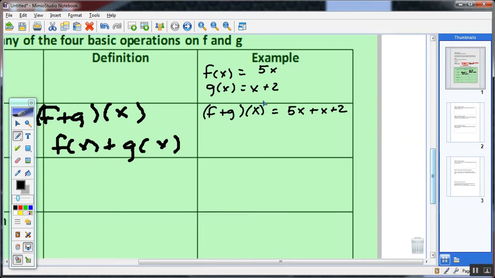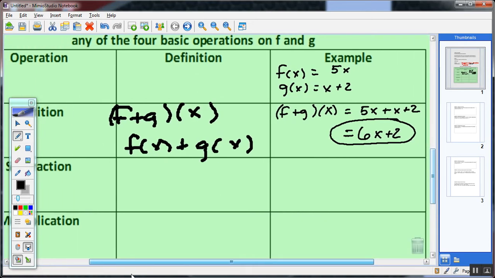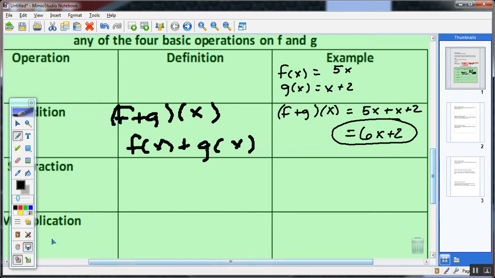Now, is there going to become a situation where maybe we should simplify some stuff in this? Any terms you could combine, in other words? 5x and 1x. So what do you want to call this, Xavier? 6x plus 2. Very good. There it is. So f plus g of x is simply 6x plus 2. Right? 6x plus 2. All right, guys, so let's talk right here. That was addition. We were good on that.